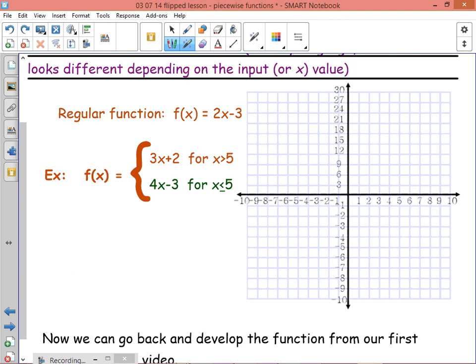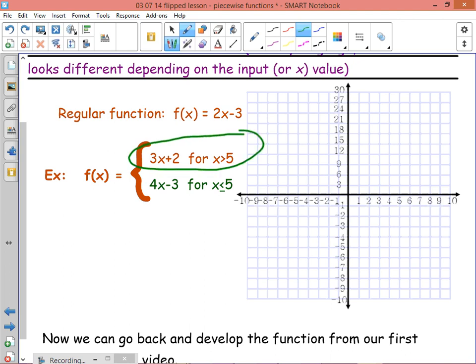I want to graph this linear equation right here, 3x, or actually wrong color. I'm going to do it in orange. I'm going to graph 3x plus 2 on the domain x is greater than 5. Let's just graph 3x plus 2 to start with. We know that this is a function that has a slope of 3 and a y-intercept of 2. My y-intercept 2 is right about there.